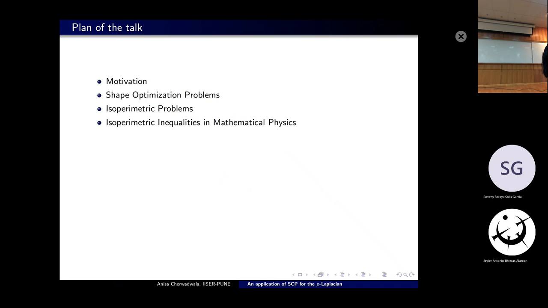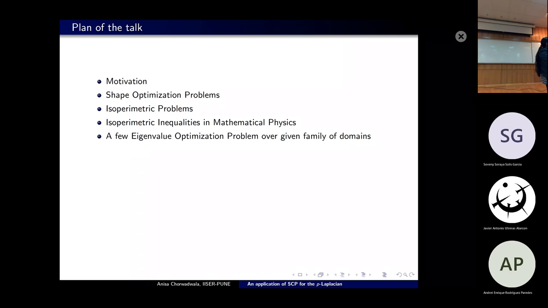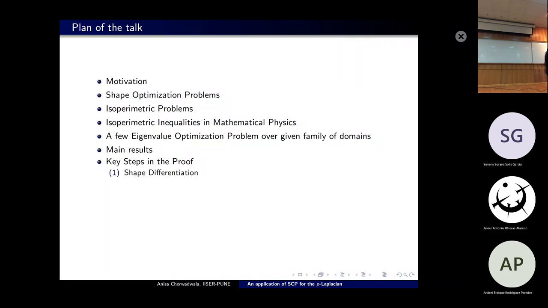And as Rajesh said, I work on isoperimetric inequalities in mathematical physics. So in this talk, I will just focus my attention on a few eigenvalue optimization problems over a given family of domains. I will introduce each and every term that comes over here. Then I will state the main results, sketch the key steps in the proof.